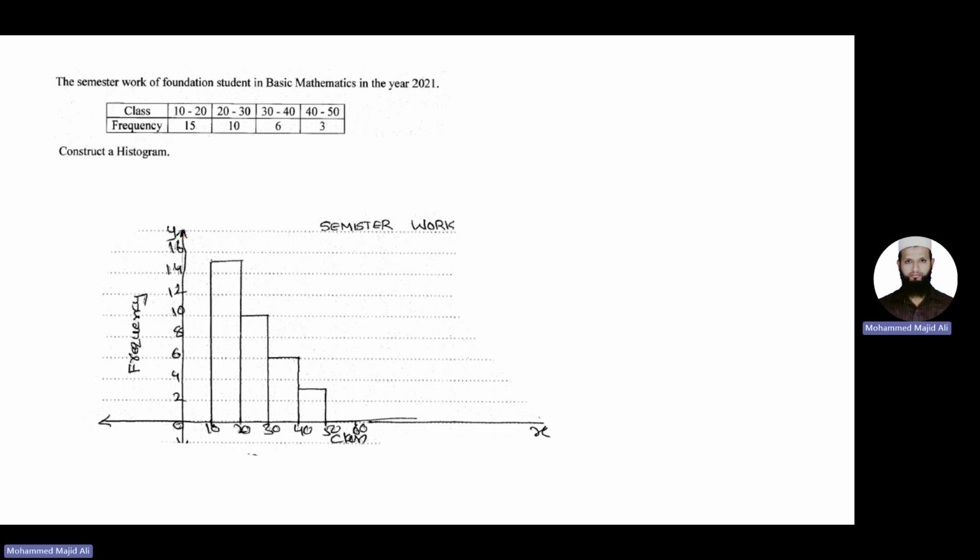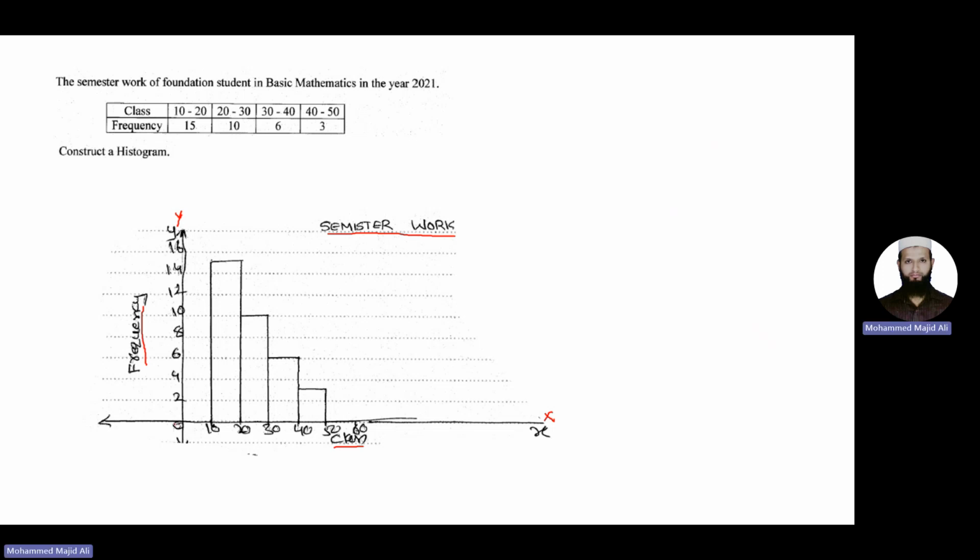On the graph paper, we'll mark the coordinates x-axis and y-axis. Here, we'll mark this as x-axis and this as y-axis. The title of this graph is semester work. Now on the x-axis, we'll write the class. On the y-axis, we represent the frequency.